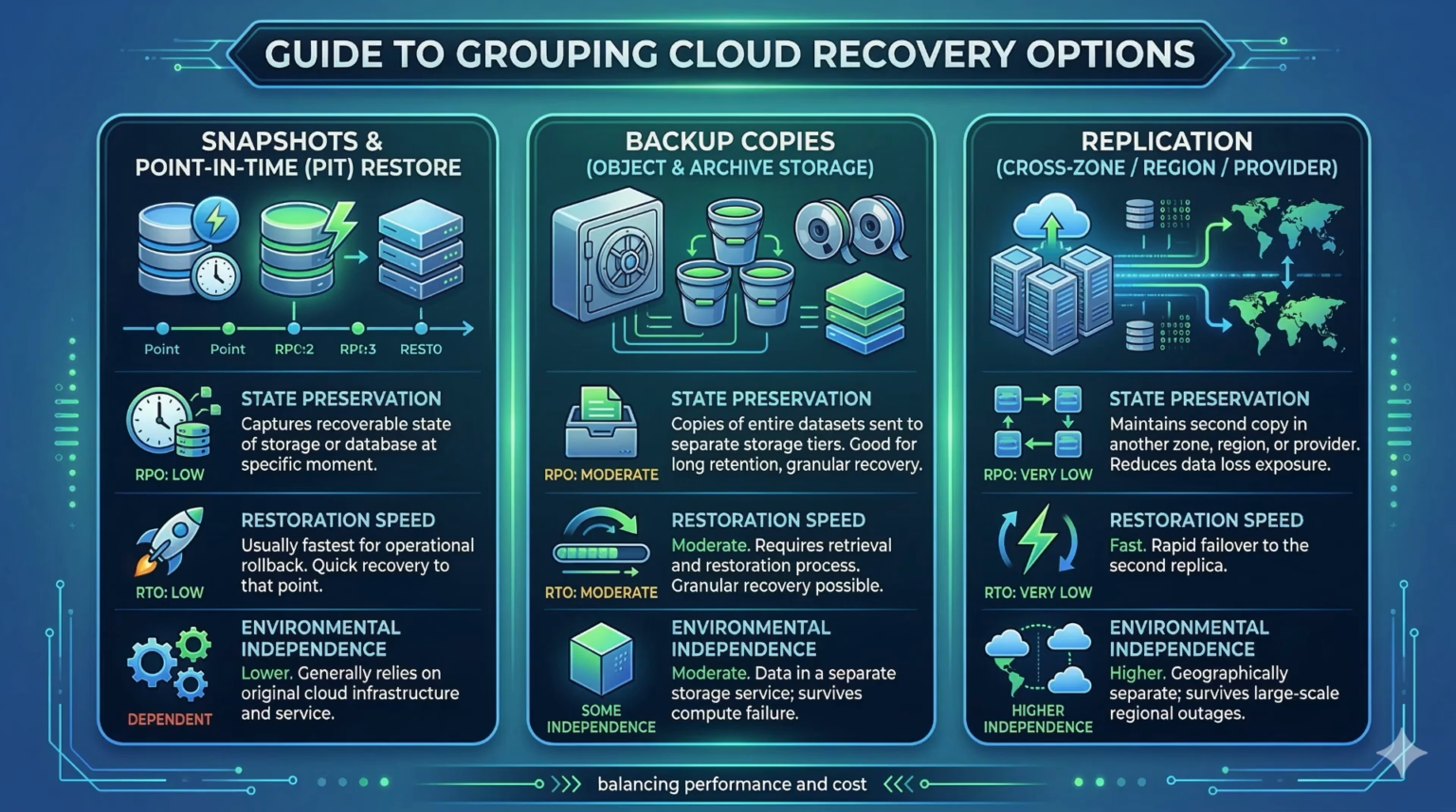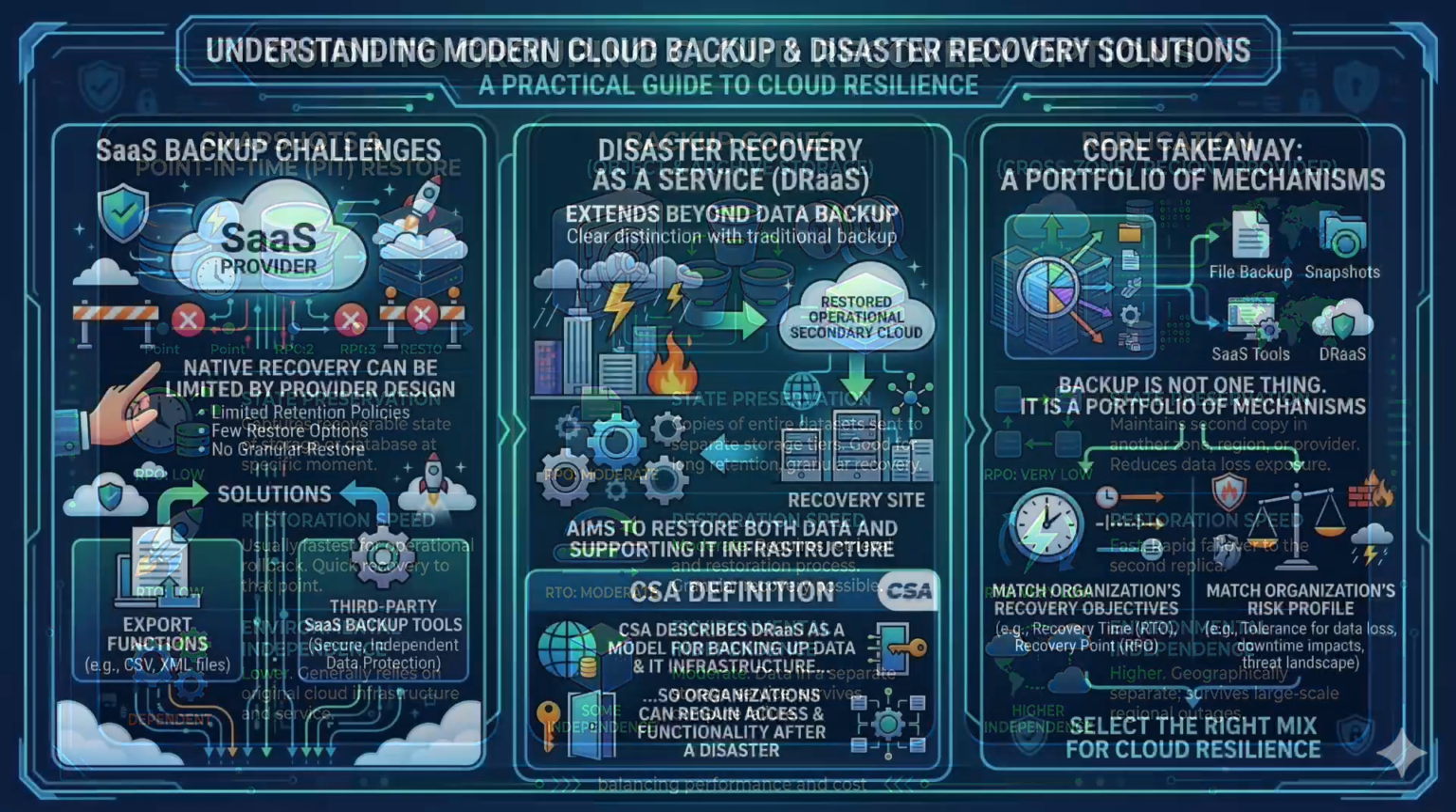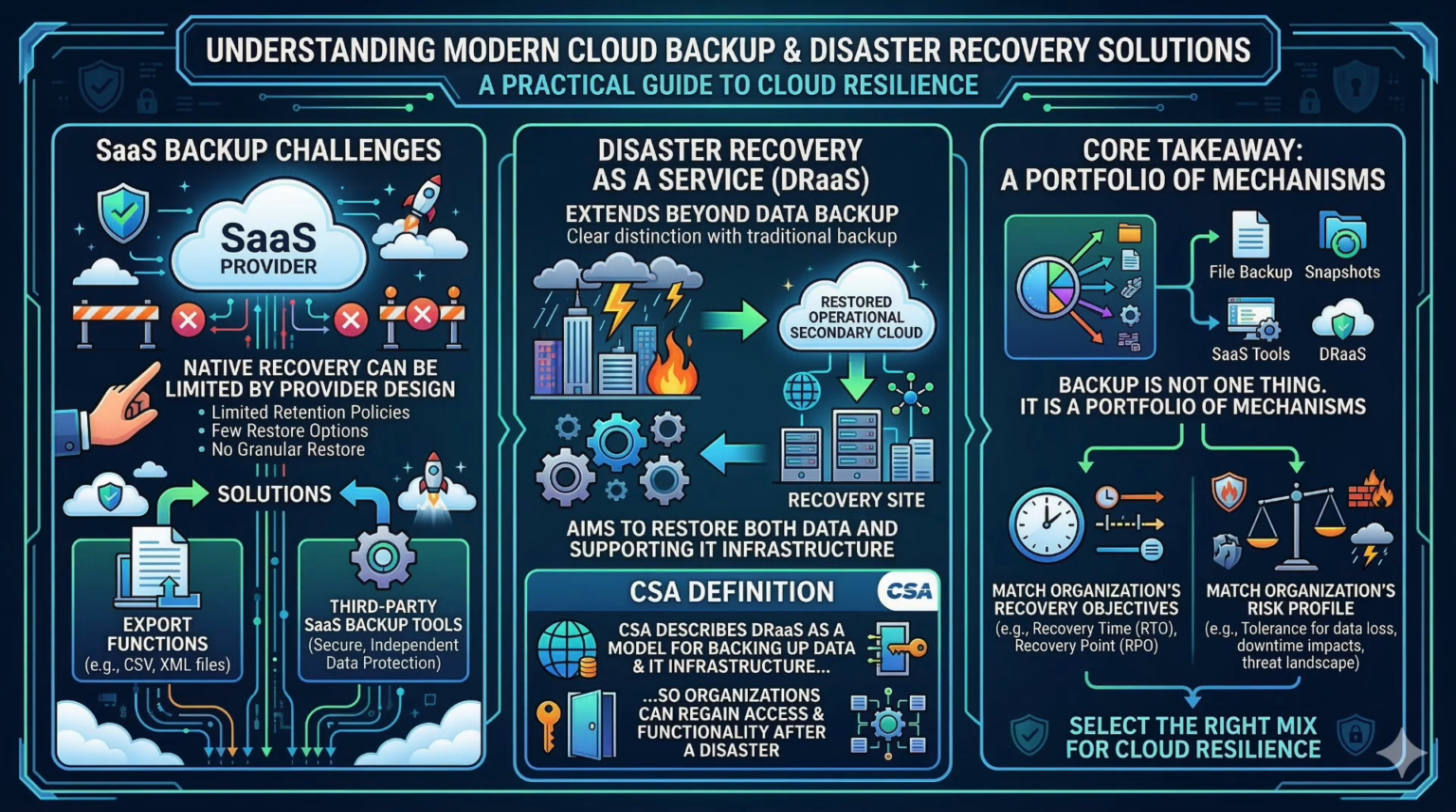Snapshots and point-in-time restore mechanisms capture a recoverable state of storage or databases and are usually the fastest for operational rollback. Backup copies sent to object or archive storage are typically more cost-efficient for long retention and granular recovery. Replication maintains a second copy in another zone, region, or even another provider, which can reduce data loss exposure. For SaaS, export functions or third-party SaaS backup tools may be needed because native recovery can be limited by provider design.